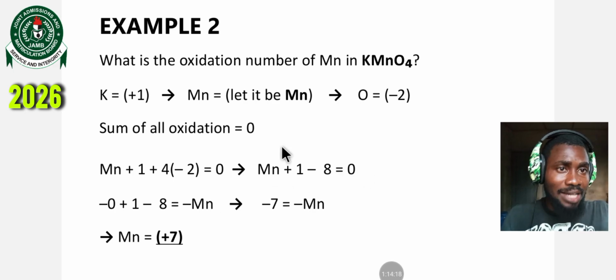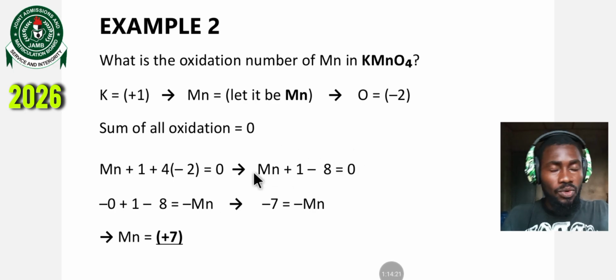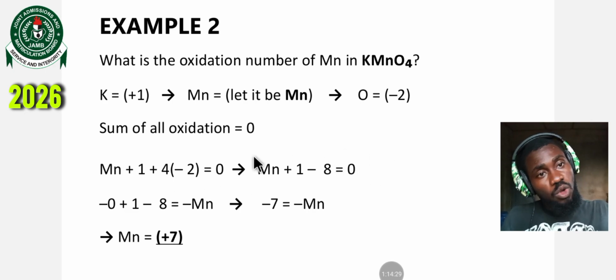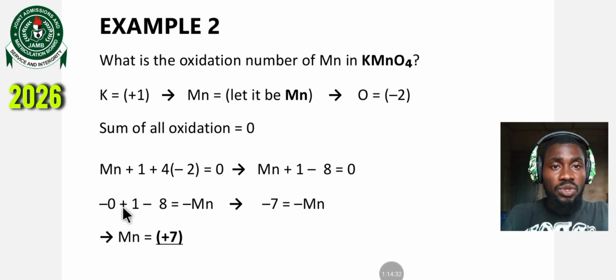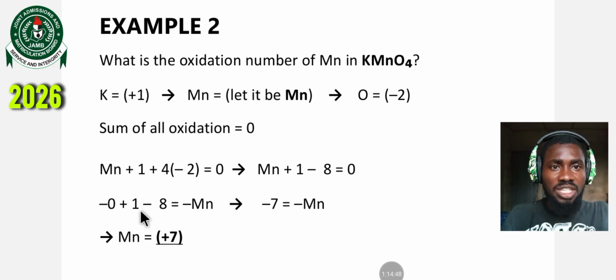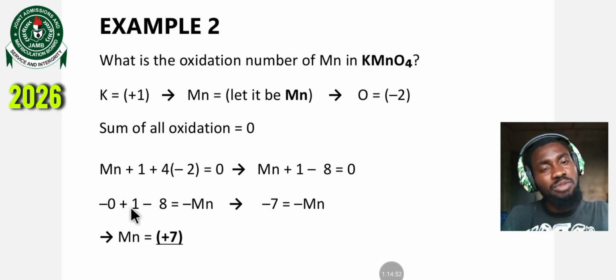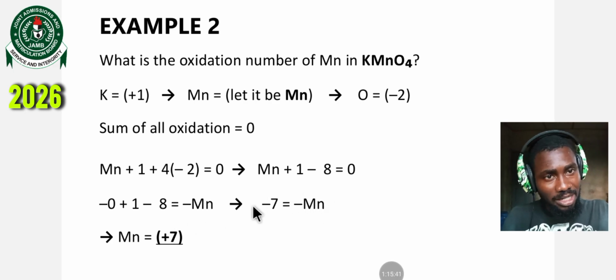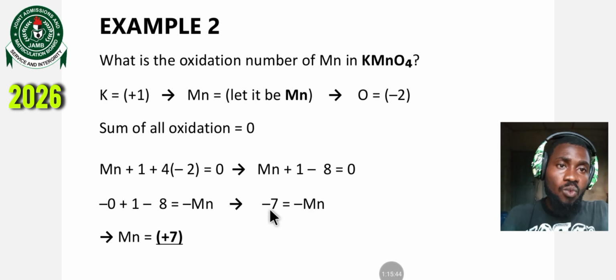What are we going to do here? We collect like terms. We bring manganese to this side and we bring 0 to this side. Because manganese has crossed the equal sign, it becomes minus Mn. Because 0 crosses the equal to sign too, it becomes minus 0. So minus 0 plus 1, this one we have here, minus 8 equal to minus Mn. When we solve this, minus 0 plus 1 is going to give us 1. Plus 1 minus 8 is going to give us minus 7. We are going to get minus 7 equal to minus Mn, and when we bring this across the equal sign, it becomes Mn or plus Mn.